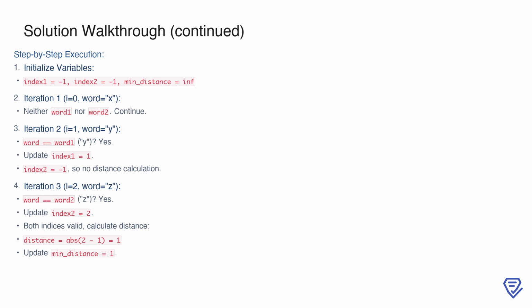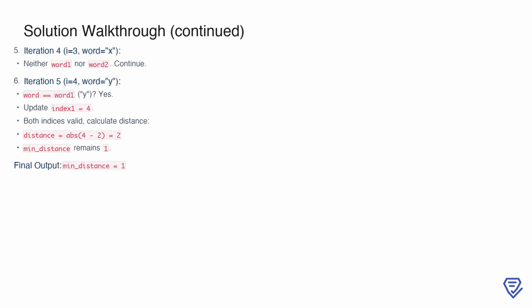Both indices are now valid, so we calculate the distance as abs(2 - 1), which equals 1. We update min_distance to 1 as this is the smallest distance we've seen so far. At index 3, the word is X, which doesn't match either target word, so we continue without updates. At index 4, we find Y again, so we update index 1 to 4. Both indices are valid, so we calculate the distance as abs(4 - 2), which equals 2. However, min_distance remains 1 because it's already the smallest value. Thus, the shortest distance between Y and Z in this example is 1.